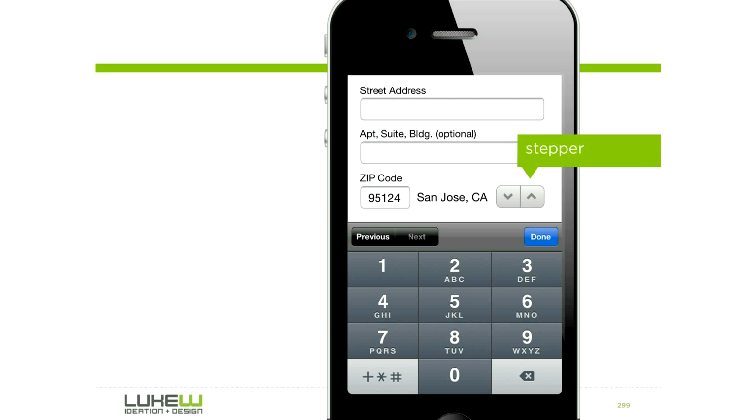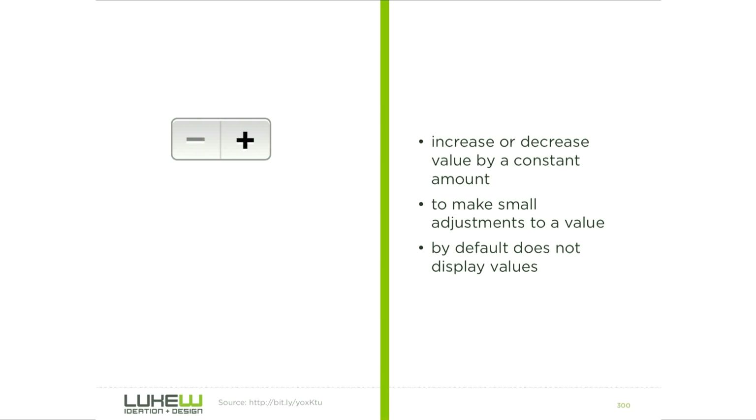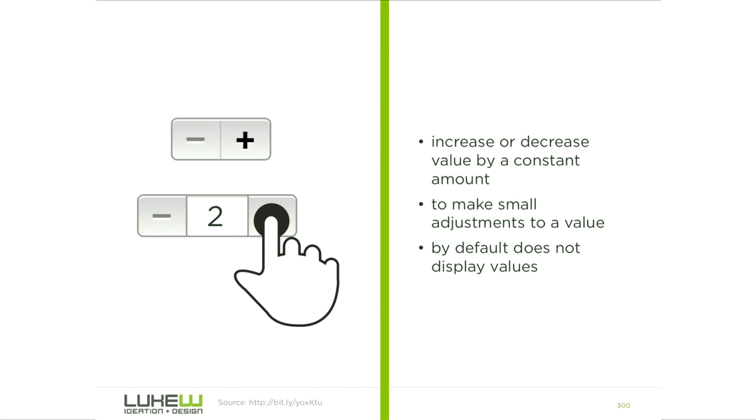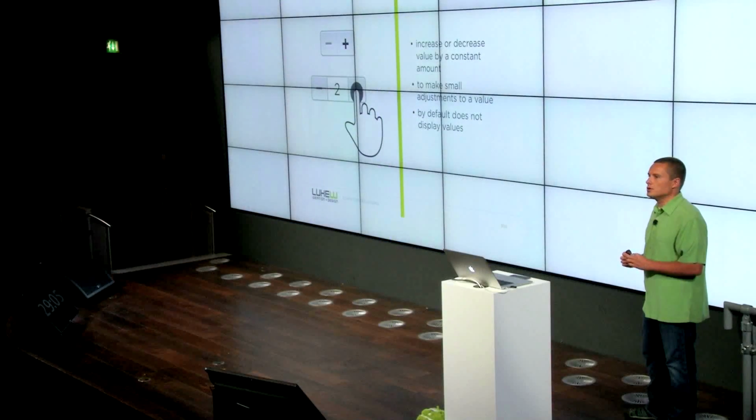Stepper just moves these things up, down with 1 tap, nice and touch-friendly. So a stepper will increase a value by a constant amount up, down, and make small adjustments. You can split it up and make an editable area in between. But to go back to the travel example, what I'm going to do now is walk through each of the chunks of this travel booking form and talk about the different ways to ask the questions, to expand our vocabulary.